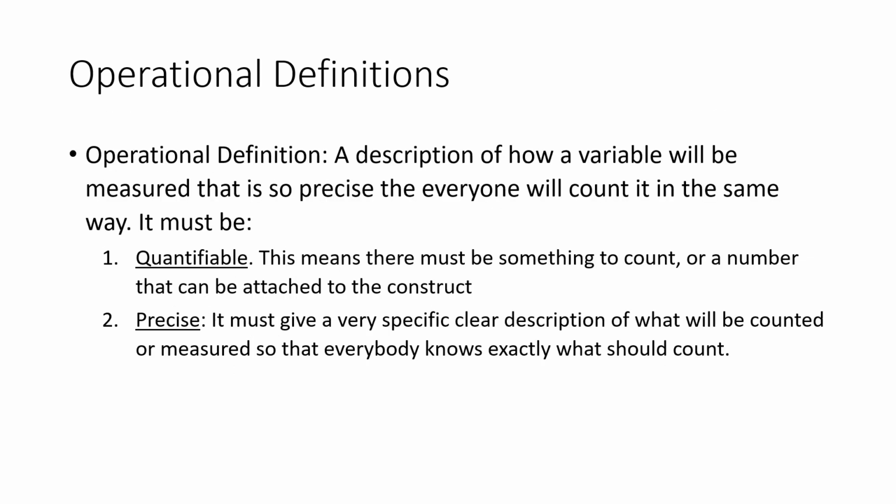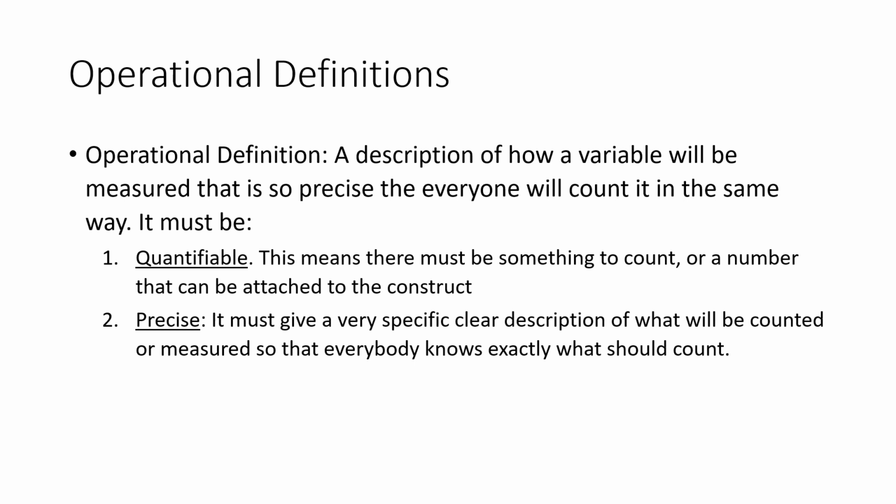So once again, operational definitions: a description of how a variable will be measured that is so precise that everyone will count it the same way. And it has to have two characteristics. One, it has to be quantifiable. There has to be something to count. We have to be able to attach a number somehow to the construct. So when we say measurable, that's what we mean. We have to be able to put a number to it.